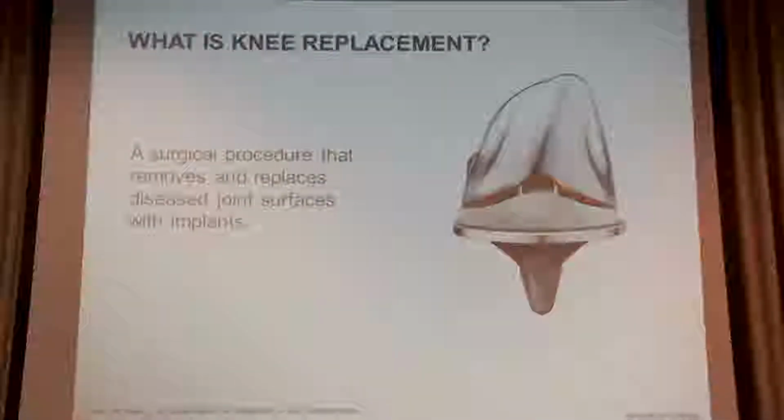Knee replacement essentially is a surgical procedure that replaces diseased joint surfaces with implants that are made of metal. This is cobalt chrome, plastic, which is polyethylene, and then cobalt chrome on the other side as well. These provide a solid bearing surface with the plastic in the middle to provide for wear characteristics.